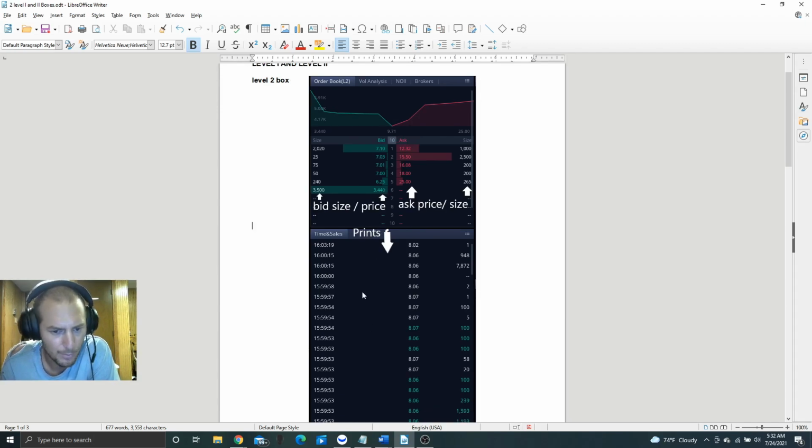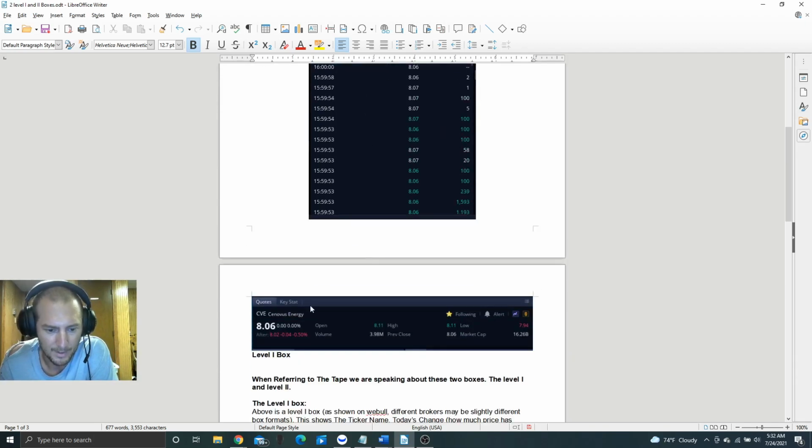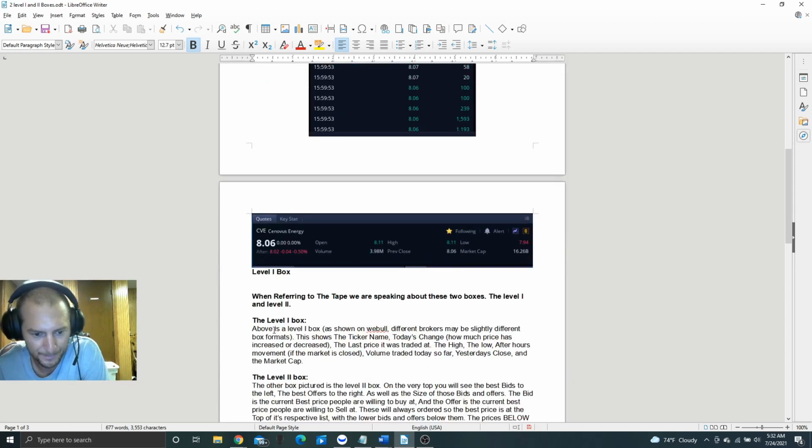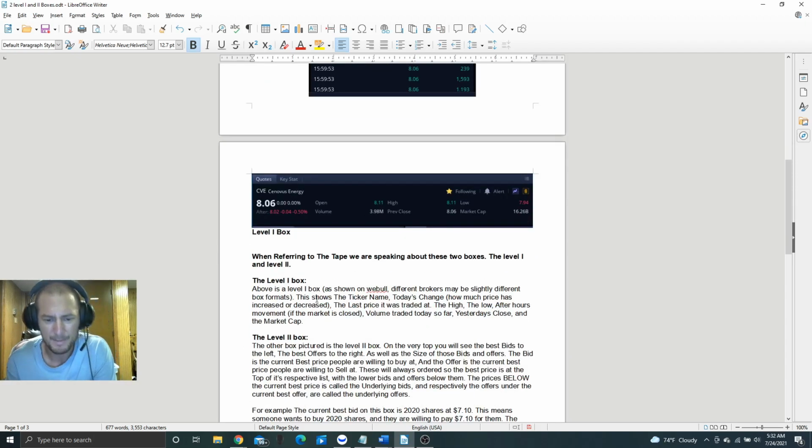So this is a level 2 box, and this is a level 1 box as printed on Webull. This may be different for different brokers, but the information in them should be the same. The level 1 box shows the ticker's name, the ticker's last traded price, the change on the day, so this is change 0.0 and 0.0%. It shows the opening price, which is 811. It shows the high price, which is also 811. It shows the low price of 794.